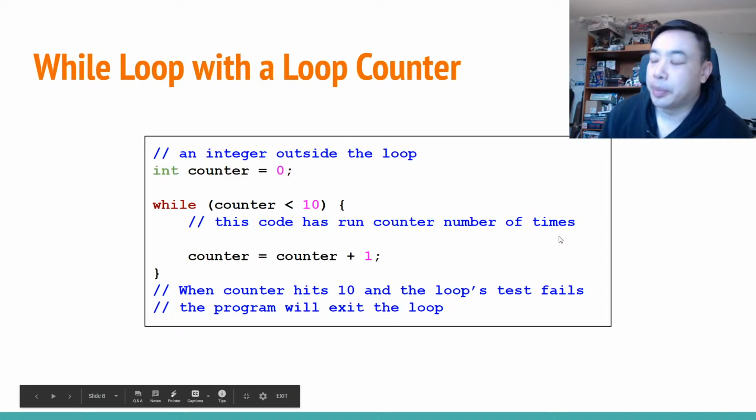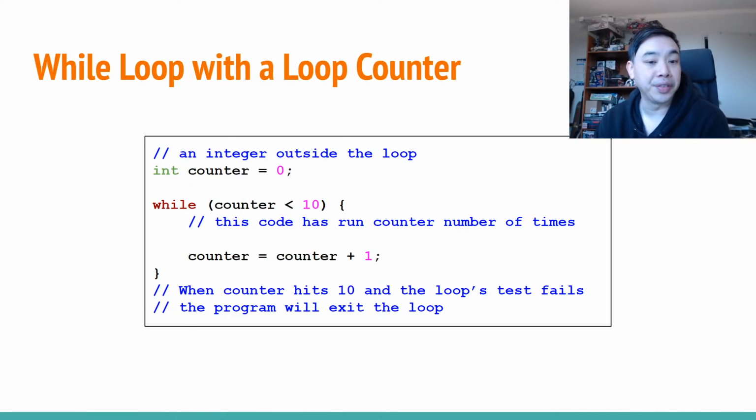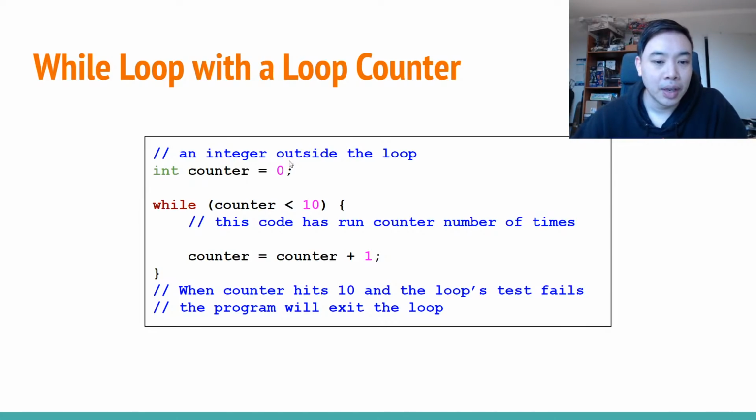Let's look at the first example. The first one is a loop with a counter. So here I have my counter, and it's an integer. So it's going to be a whole number because we're not going to think about the loop running a fractional number of times. We're going to think about the loop running an exact number of times. And I can say, I want this loop to run 10 times.